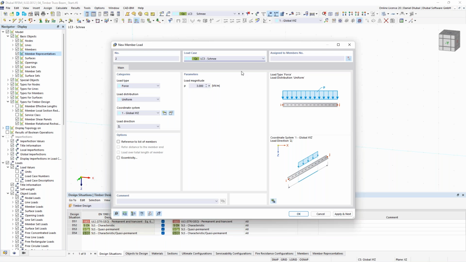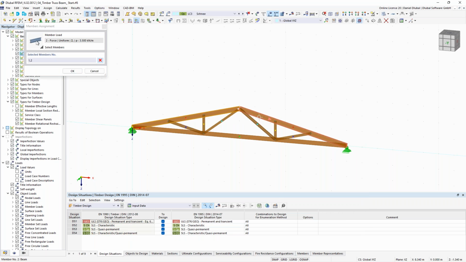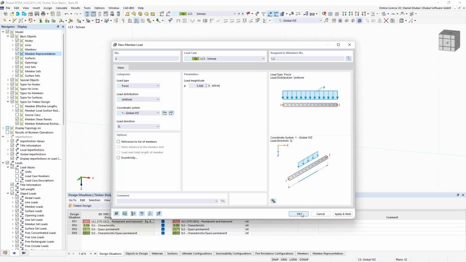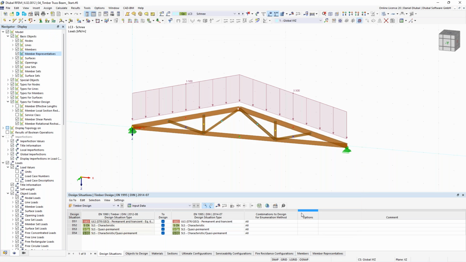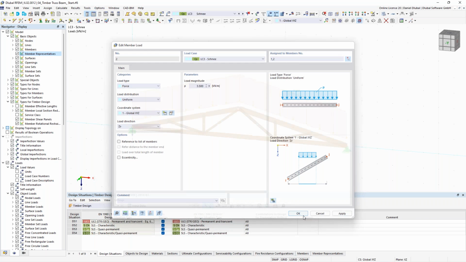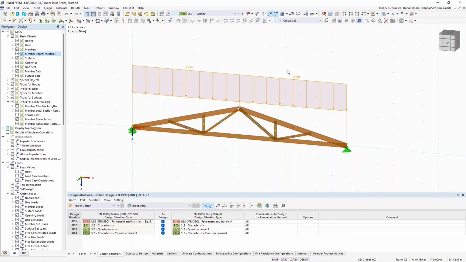And then I jump to the next load case, Schnee. This means snow, 3.5 kN/m. And I assign it again to this member and I say okay. And now I have to change also the load direction. And this is the projected length. Okay. So much to that.